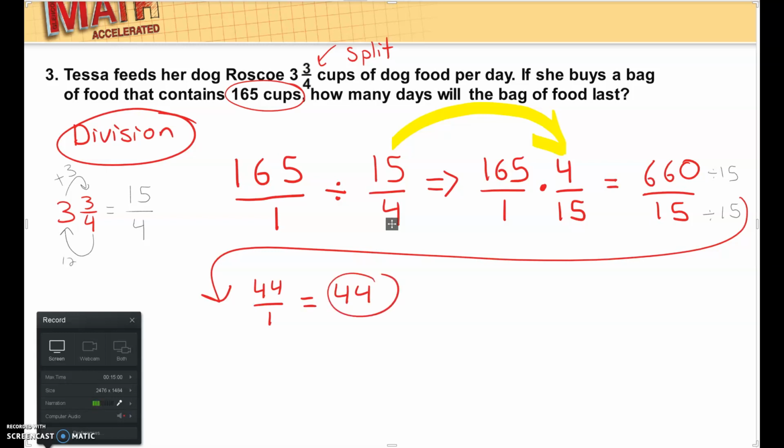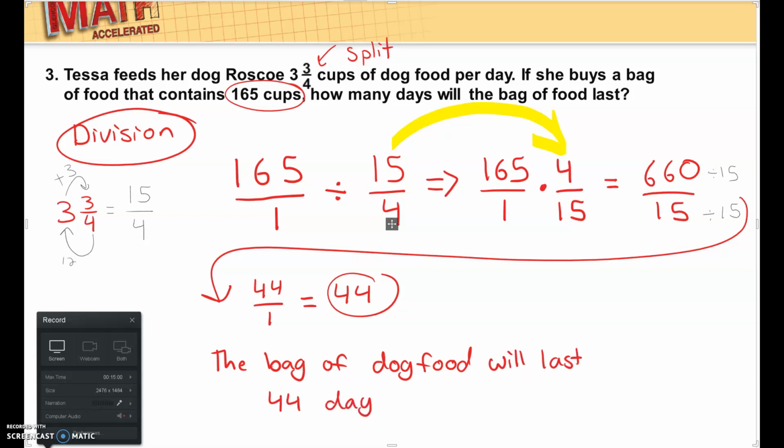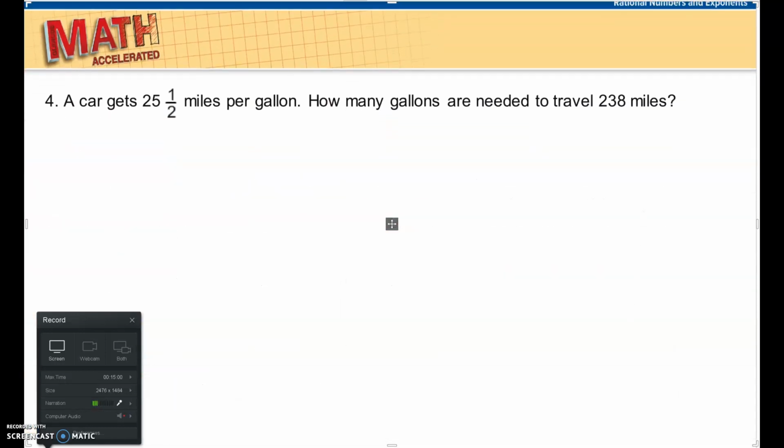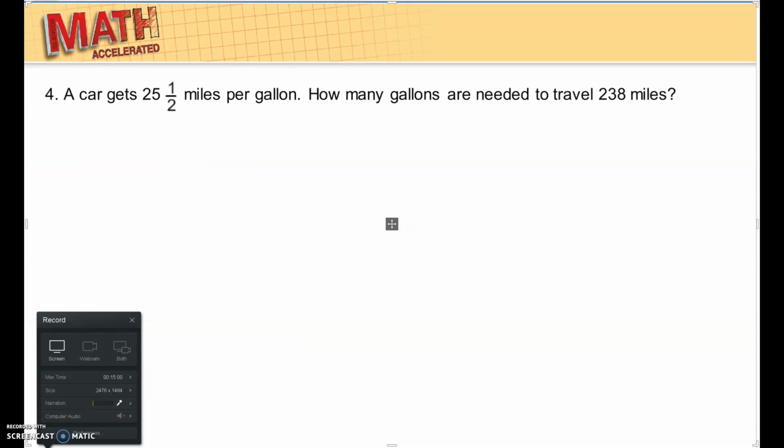So back to the problem. It says, how many days will the bag of dog food last? We'll say the bag of dog food will last 44 days. Okay, next problem. I want you to try this one on your own, similar to the one we just did. Pause the video and work it out. Ready, set, go.